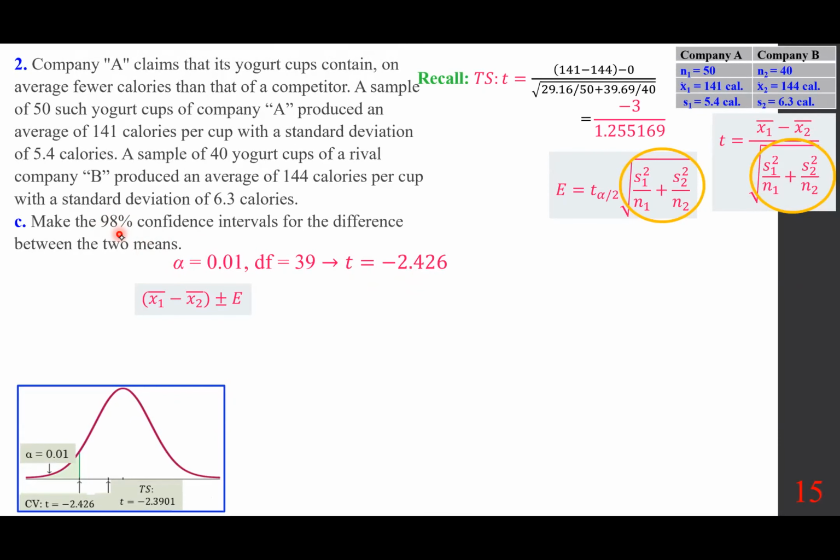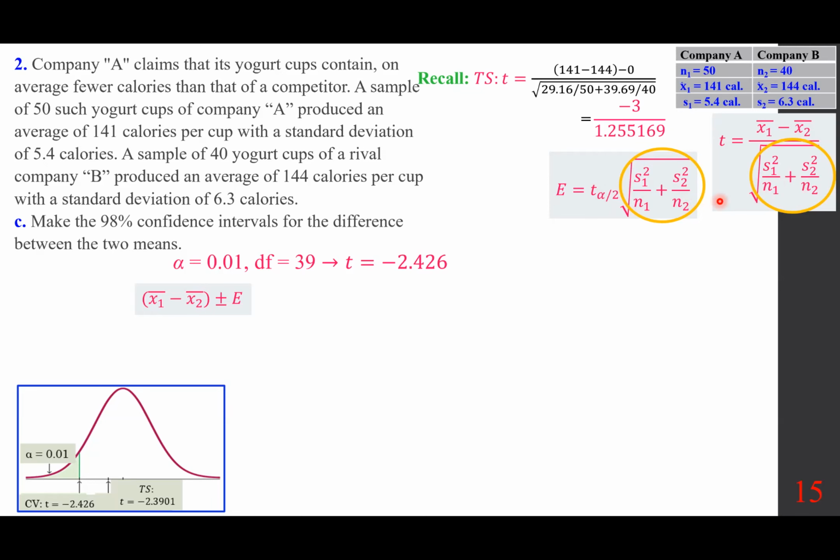I want you to take a look and pay attention to what's going on. Remember, the formula for t was x1 bar minus x2 bar over the square root of s1 squared over n1 plus s2 squared over n2. Take a look at the denominator. When we want to calculate the confidence interval, we have x1 bar minus x2 bar plus or minus e, where e is t alpha over 2 times the square root of the same thing.